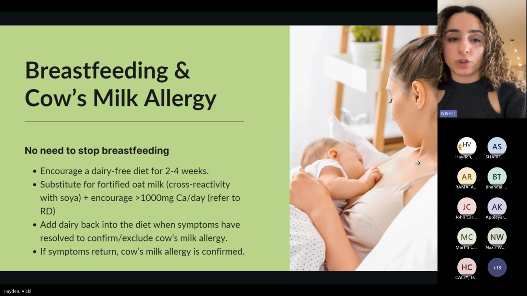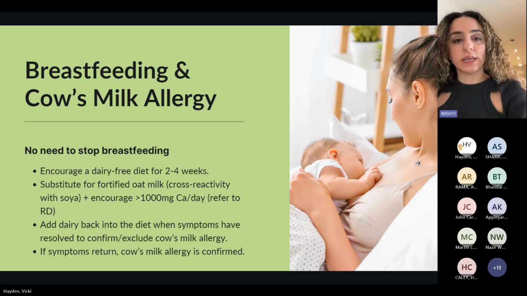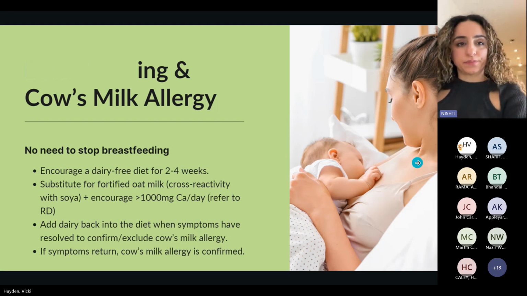And then we need to also advise mom to take calcium supplements or increase the calcium in her diet. And we usually advise mothers to go on to fortified oat milk because, again, with soya and the cross-reactivity with cow's milk protein, there's just no point. So we usually advise oat milk first. Next slide, please.